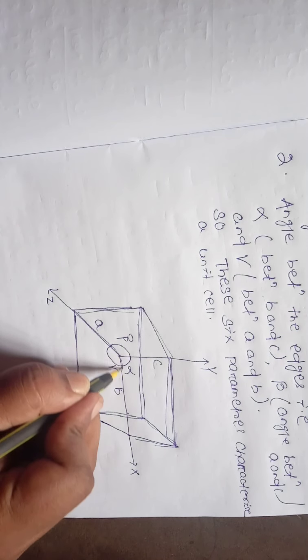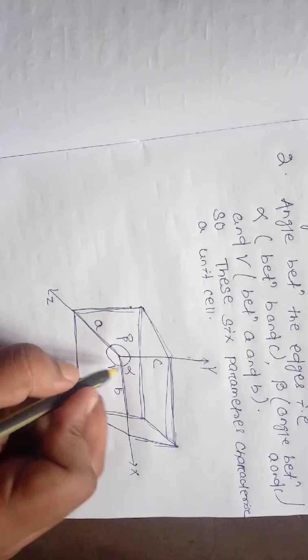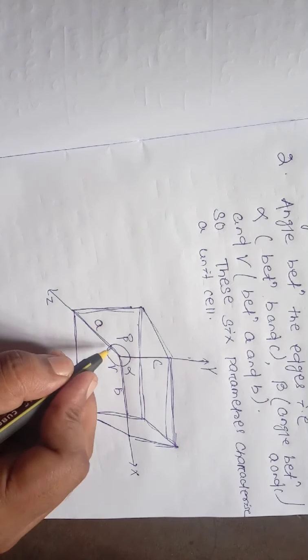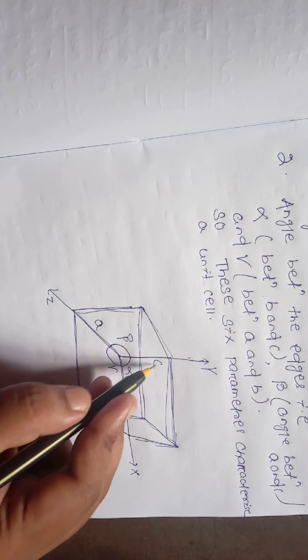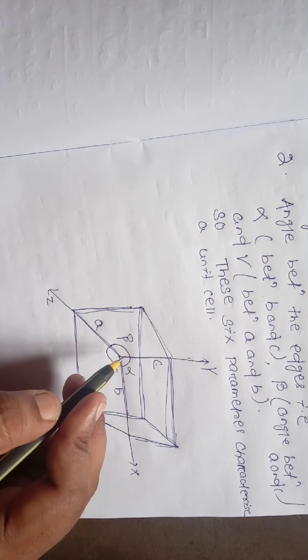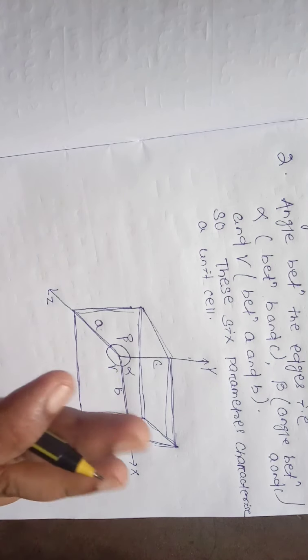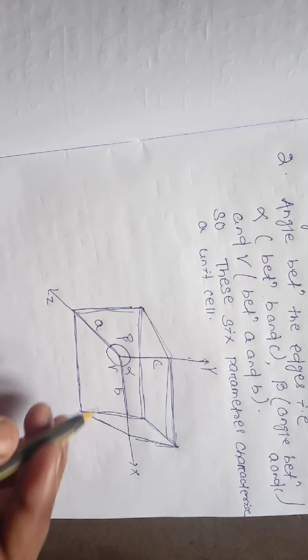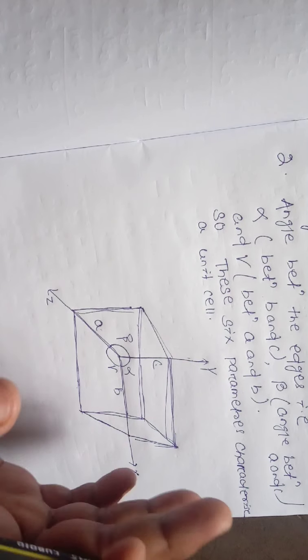These are the edges along the x, y, and z axis, and these are the angles between B and C, C and A, and A and B. So these are called the 6 parameters of a unit cell. Okay, clear all of you? And the repetition of the unit cell forms a space lattice.